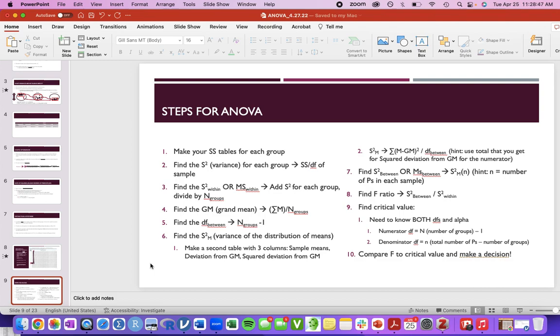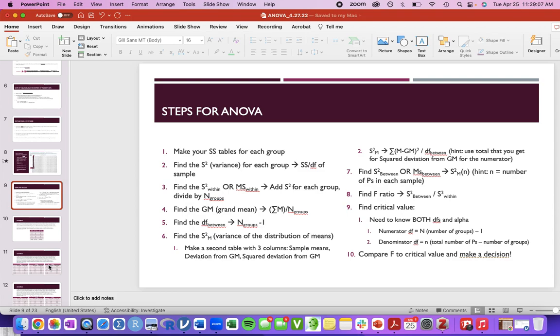Then you'll calculate your variance within, or your MS within. Remember, they're the same thing. In order to do that, you'll add up the variance for each group and divide it by the number of groups. So that's kind of part 1. You can think about that as part 1 of the steps for an ANOVA.